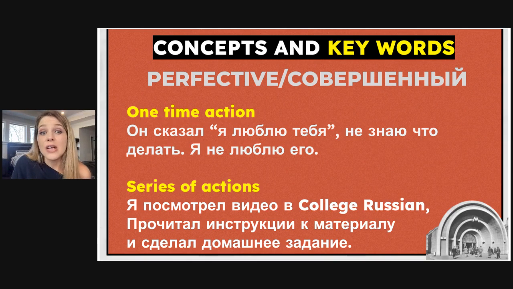Он сказал, я люблю тебя, не знаю, что делать, я не люблю его. Like, so he said, oh my gosh, he just said, I'm not saying that he always used to say, he said, I love you, and I don't know what to do because I don't love him. You see what I'm saying? So it's just a one-time action.